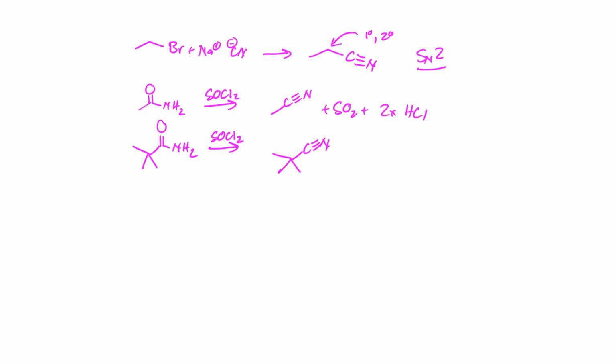SN2 chemistry. This mechanism is very similar as carboxylic acids reacting with SOCl2 to make the carboxylic acid chloride. I'm not going to show that here, but you can definitely check that out in your textbook. So those are the 2 reactions that we can use to put a nitrile group into our molecule. We can either take an amide and dehydrate it, losing water to make the nitrile, or we can take a primary or secondary alkyl bromide or halide and use an SN2 reaction with cyanide.